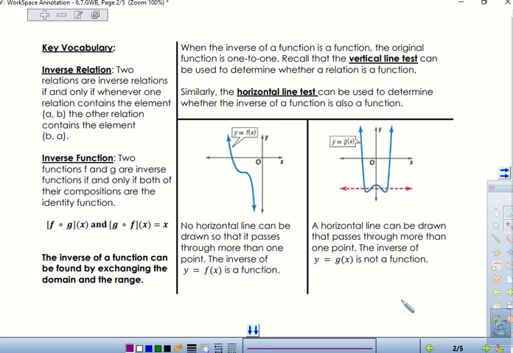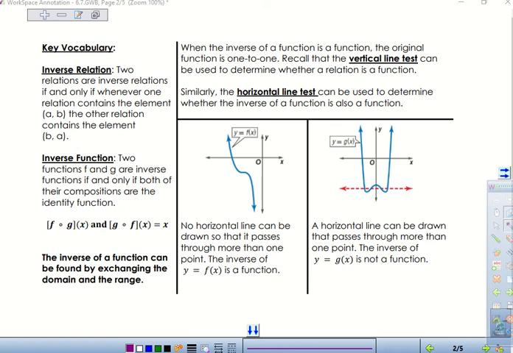Now we also have something called the vertical and horizontal line test. You should be pretty familiar with the vertical line test at this point. It's to check if something is a function: if it passes the vertical line test. But in addition to that, you should also familiarize yourself with the horizontal line test. The horizontal line test determines not only if the function is a function, but if its inverse is also a function.